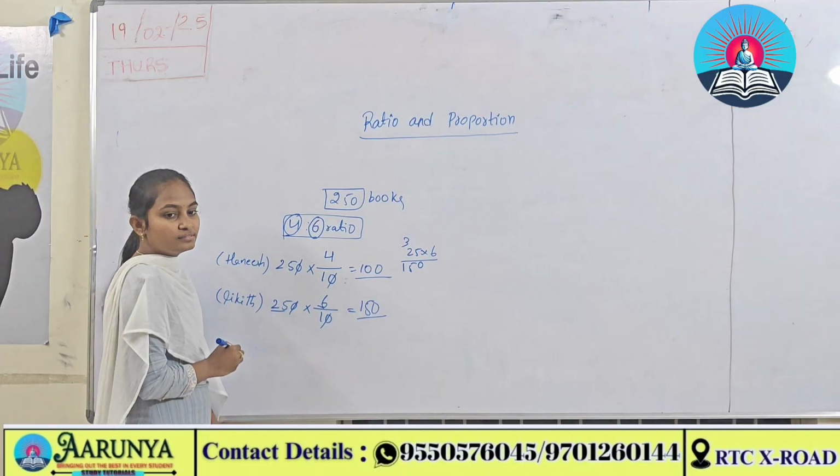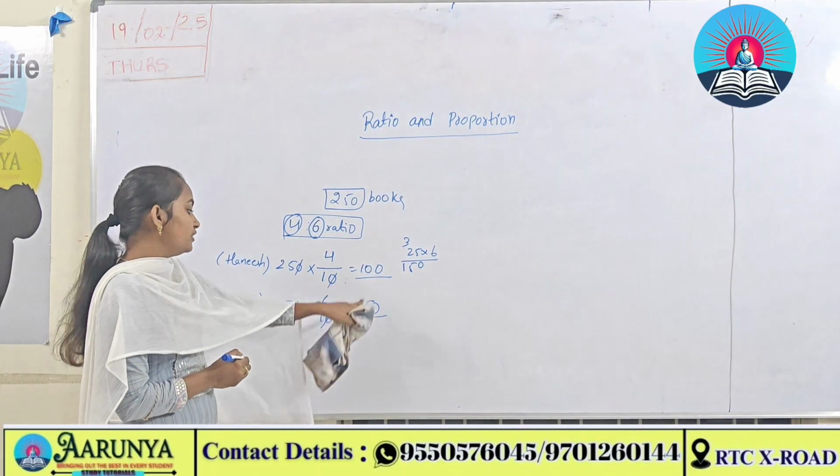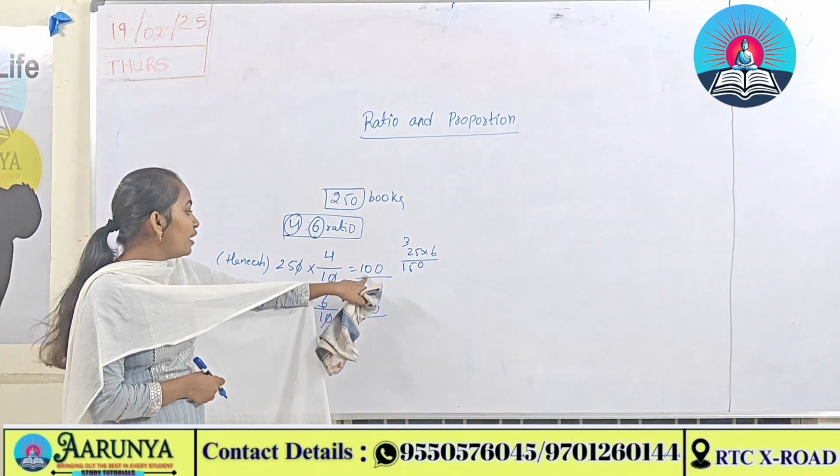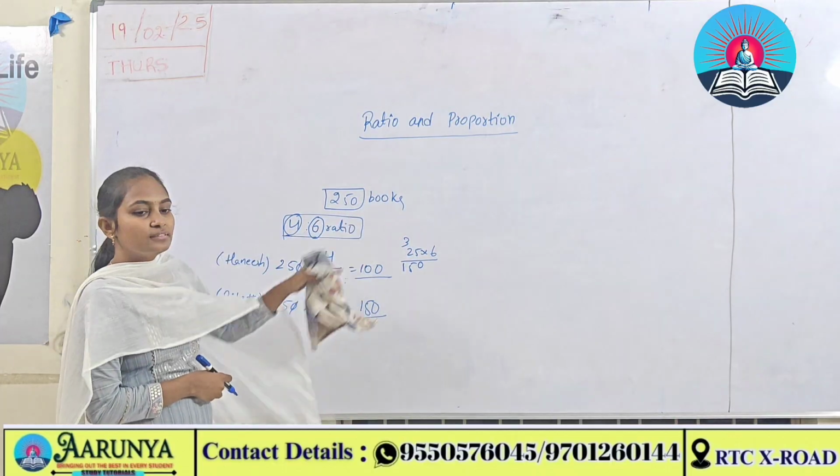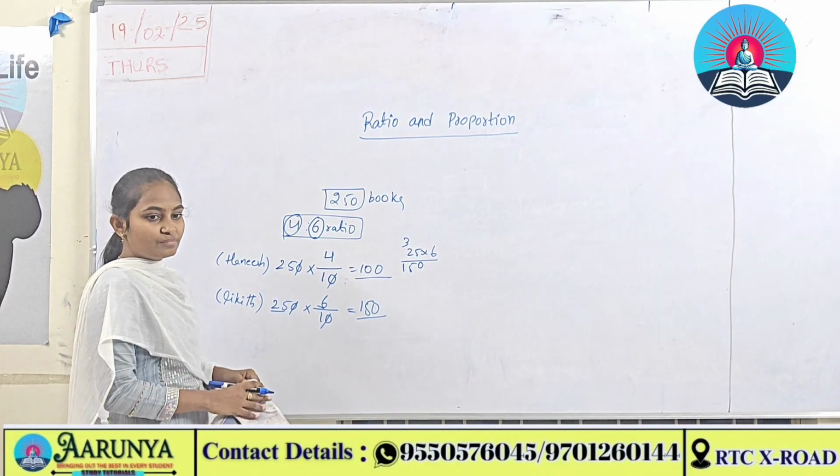100 for Hanish, 150 for Likit. When we add 100 plus 150, what do we get? 250, same. Did you understand?